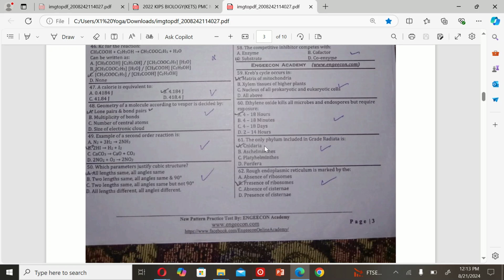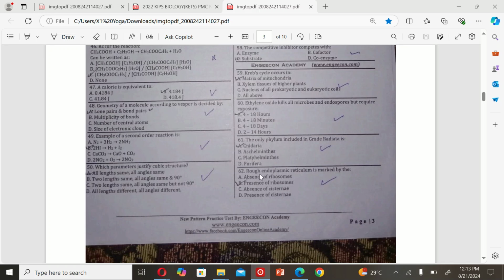The next MCQ is: the only phylum that includes both radiata and bilateria is A. Cnidaria, B. Aschelminthes, C. Platyhelminthes, and D. Porifera. So the correct option is Cnidaria.